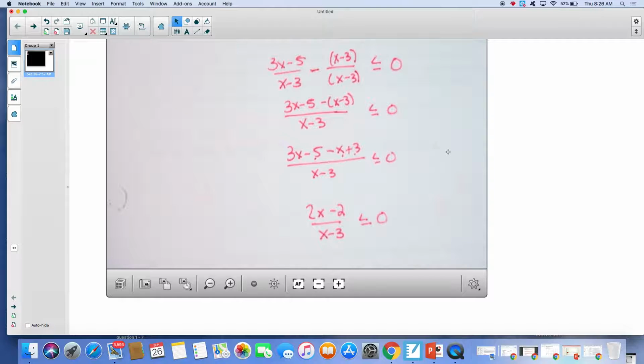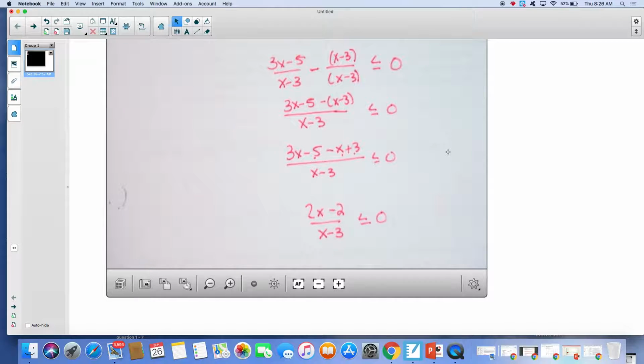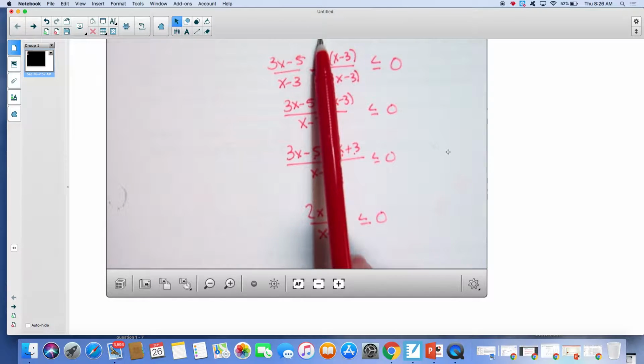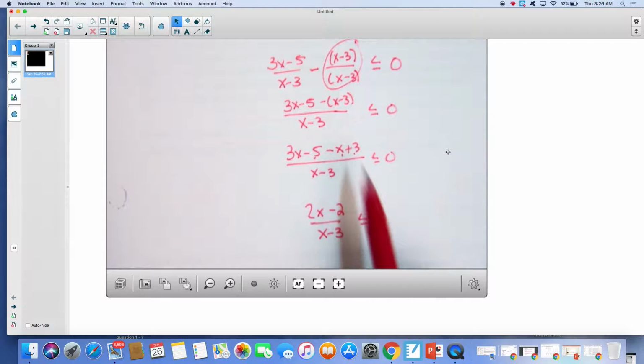Yes, ma'am. Why does the 3 become positive? Because I'm subtracting this whole thing. Other questions? What happens to the 1 that you brought over? This one here, it's right here. Oh, okay, gotcha. And then I combined it. Other questions?